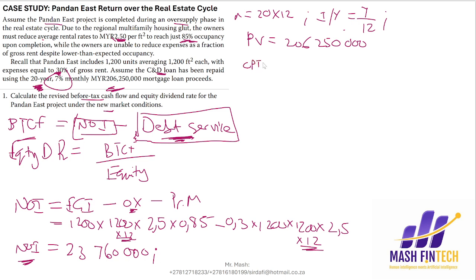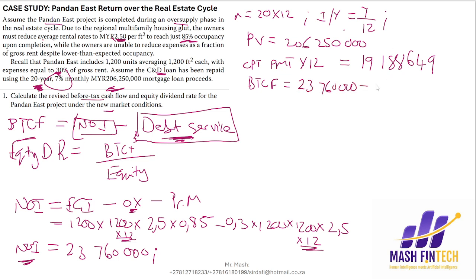Okay, and then we are going to compute. We need to compute the PMT, which is the monthly payments, because remember, we are getting monthly here. We have to multiply it by 12 to make it annual. So we calculate the PMT, we compute this, and then the answer we get here, we multiply by 12, such that we get the debt service as being equal to 19,188,649.